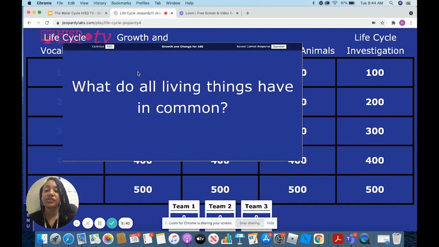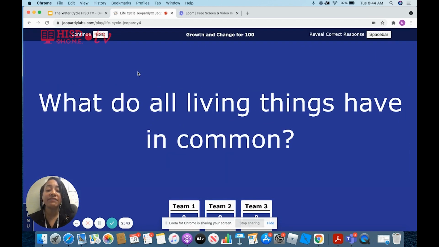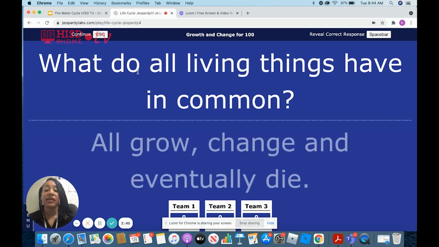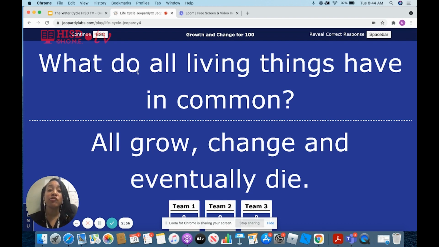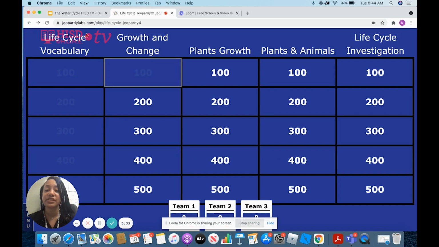Growth and change for 100. What do all living things have in common? Correct. All living things, they all grow, they change, and they eventually die. Again, our life cycle is composed of the stages or the changes that an organism goes through throughout its life, from birth until death.